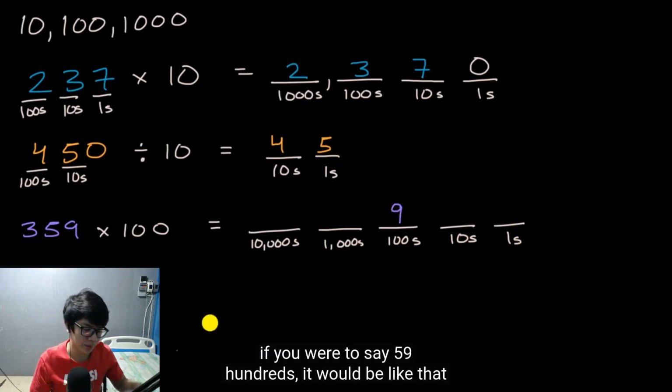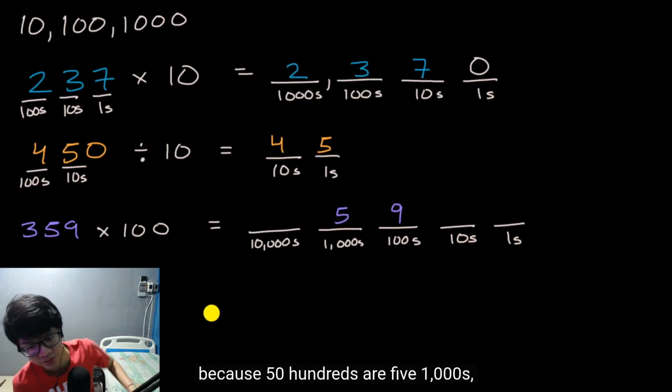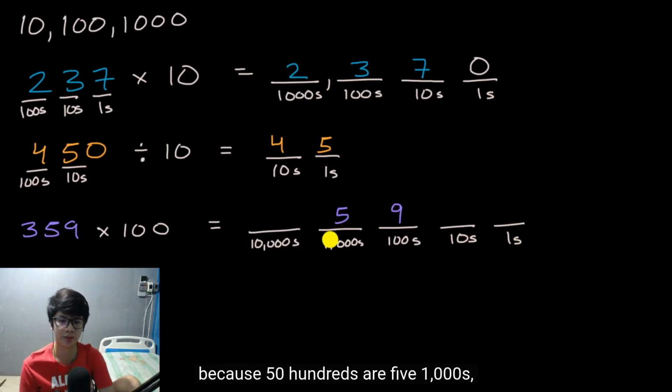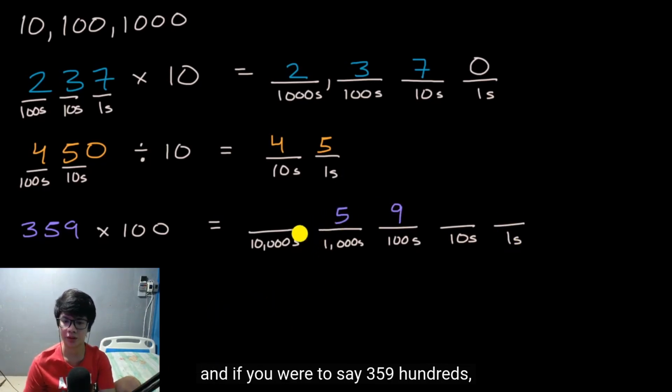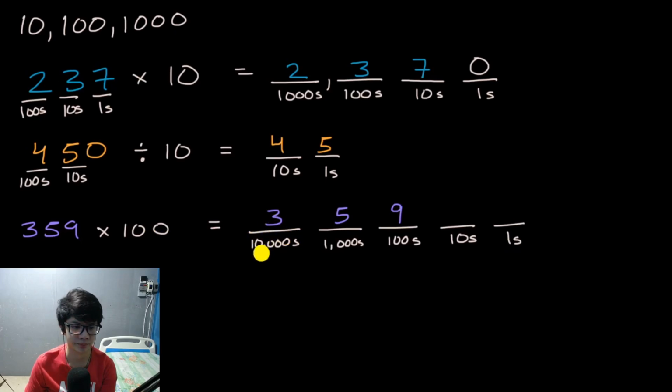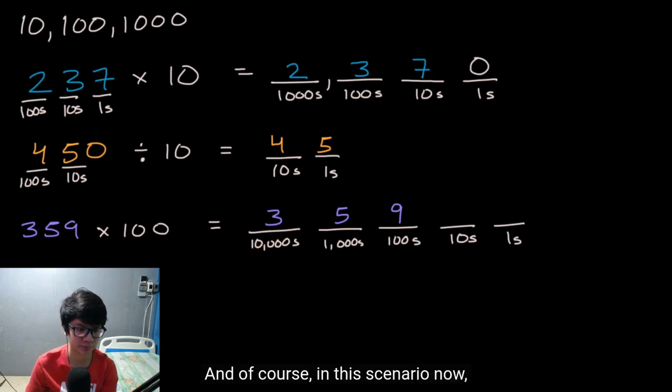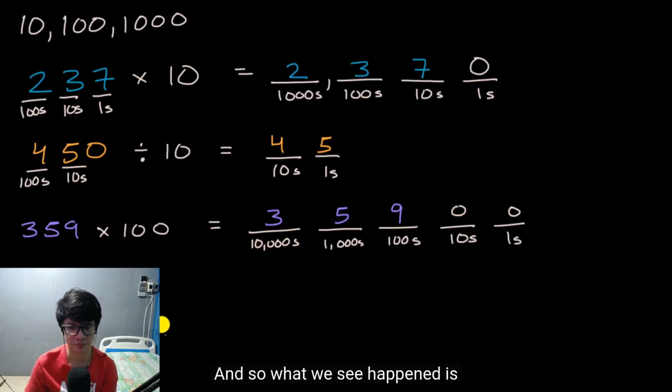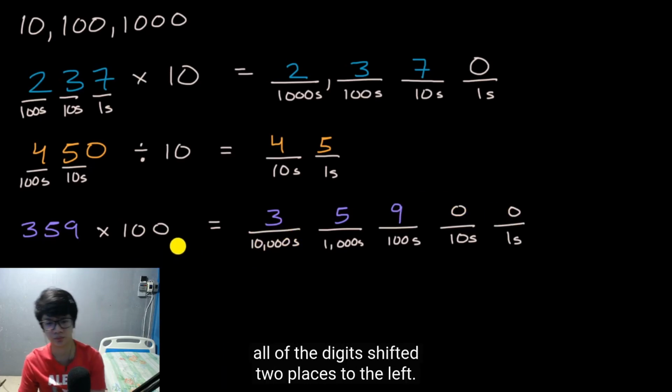If you were to say 5900s, like that, because 50 hundreds are 5,000s. And if you were to say 359 hundreds, well, 300 hundreds is 3 10,000s. And of course, in this scenario now, you would have no tens and no ones. And so what we see happened is all of the digits shifted two places to the left.